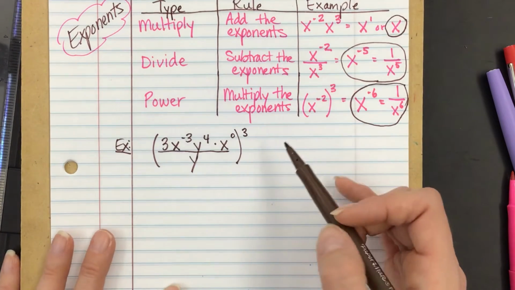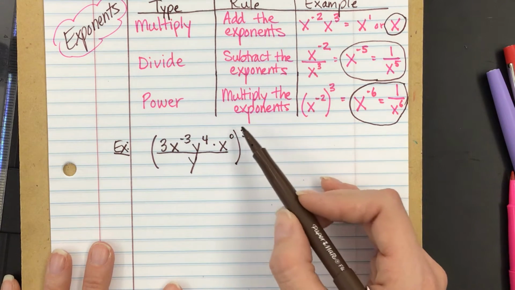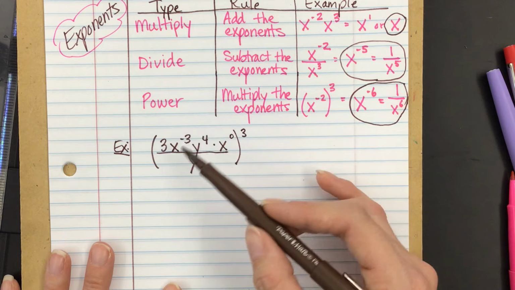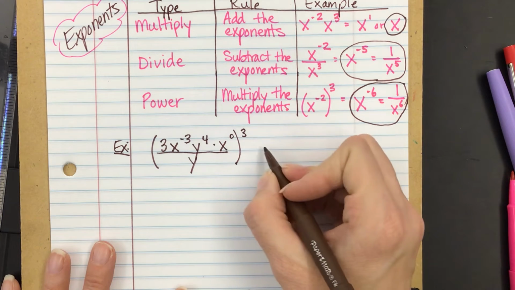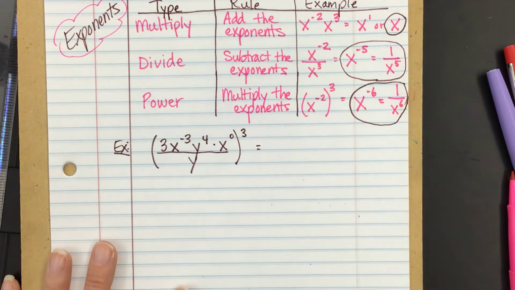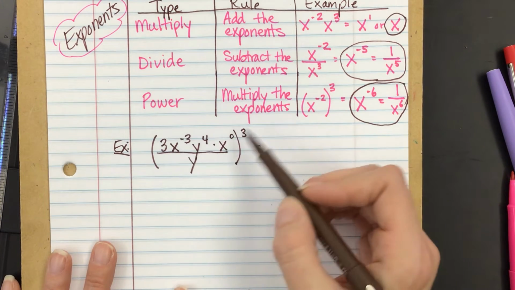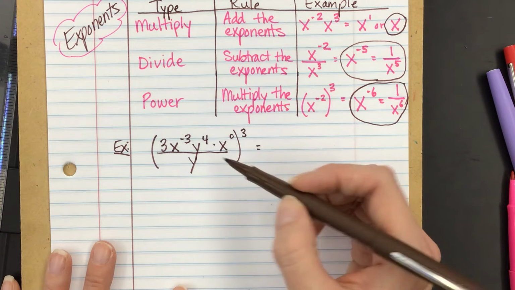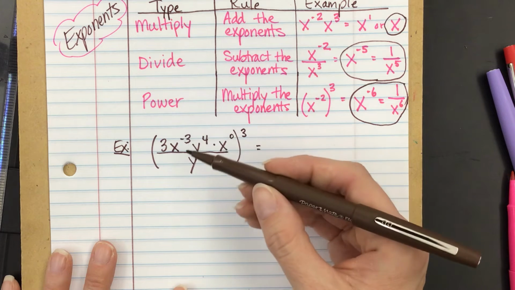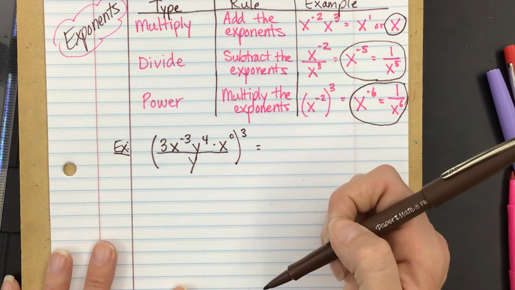I wanted to make sure that you saw this power problem with a lot going on in the middle here. There's a couple different strategies that you can do here. You can distribute the 3 to everything first and then simplify it, or you can simplify what's in the parentheses first and then distribute the exponent.